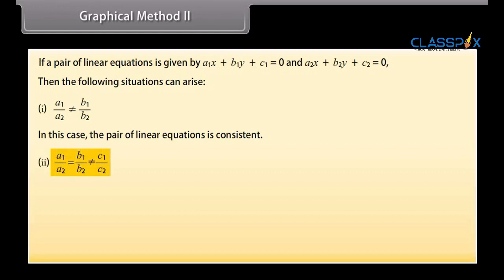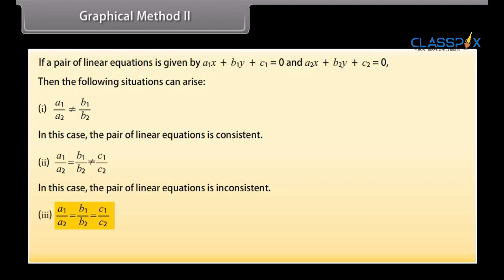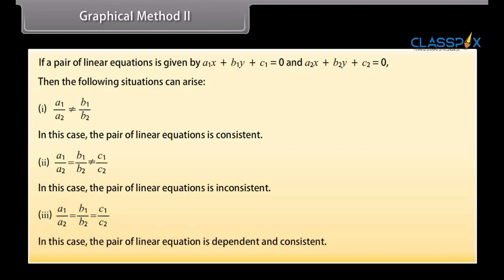2. a1 upon a2 is equal to b1 upon b2 is not equal to c1 upon c2. In this case, the pair of linear equations is inconsistent. 3. a1 upon a2 equals b1 upon b2 is equal to c1 upon c2. In this case, the pair of linear equations is dependent and consistent.